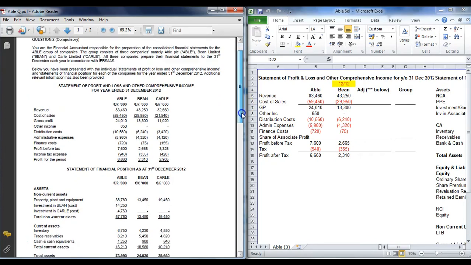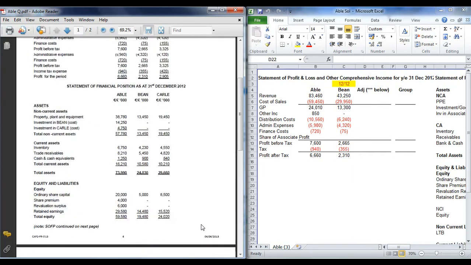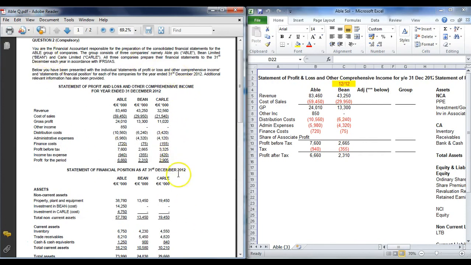consolidated questions. The first step is to read the requirements. In this case we're asked for two financial statements, the consolidated SPLOCI and the consolidated statement of financial position. We will also do the consolidated statement of changes in equity just for completeness. So once you have that in the back of your head that we're going to prepare the three statements, have a quick look at the background information.